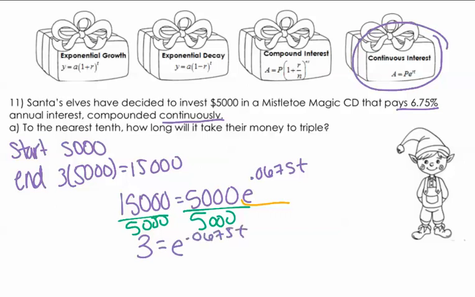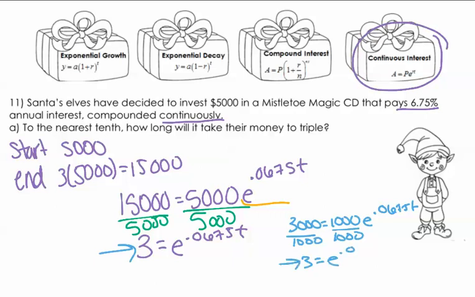0.0675t. Now what I really need you to understand is that this 3 right here comes from the tripling. Because I could have just as easily said that we started with $1,000. How long is it going to take our money to triple? So that equation would have been 3,000 equals 1,000 times e to the 0.0675t. First thing you're going to do is divide by that 1,000. And then what's going to pop up is the magic 3. Because of tripling.